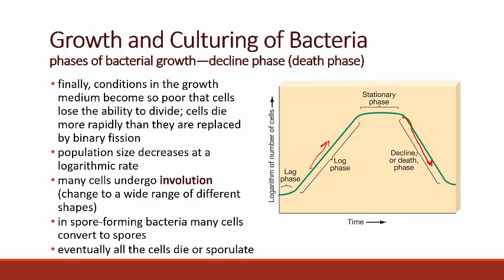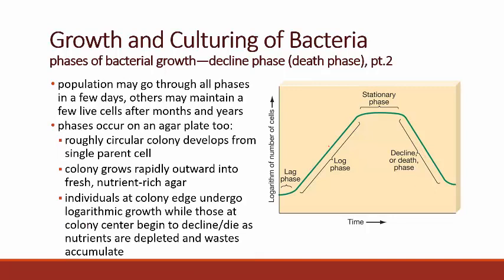And eventually, over time, all the cells will either die, if it is a bacterium that can't form spores, or the cells all sporulate, and as the vegetative cell lyses, we're left with the resting stage. So, depending on the species of bacteria we're working with, the population can go through all these stages: lag, log, stationary, and then into decline. They can do that within just a few days.